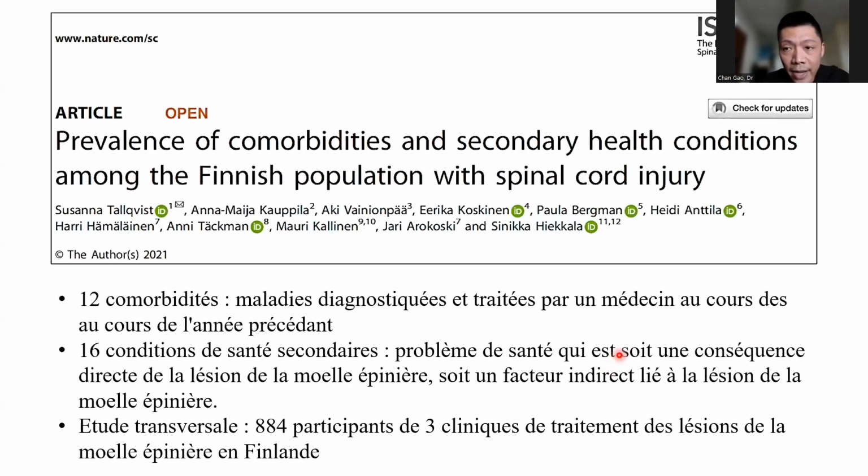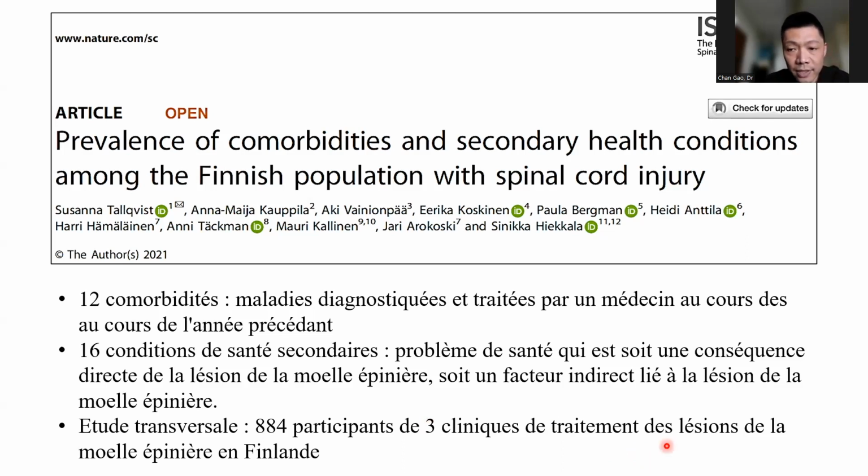This is a study of the prevalence of multimorbidity in spinal cord injury. In this study, the authors split the multimorbidity into comorbidity and secondary health condition. The comorbidity here refers to a disease diagnosed by a physician during the year before. The secondary health condition is a health problem that is directly linked to the spinal cord injury and requires ongoing health care. These two terms are generally interchangeable and are not differentiated in many other studies, but they are differentiated in this study specifically.